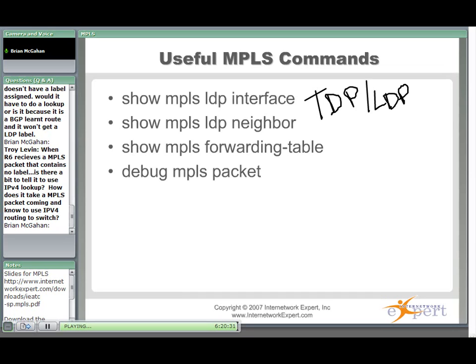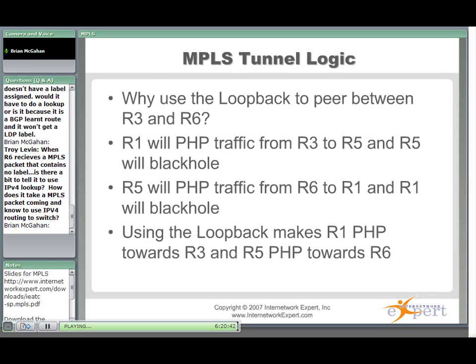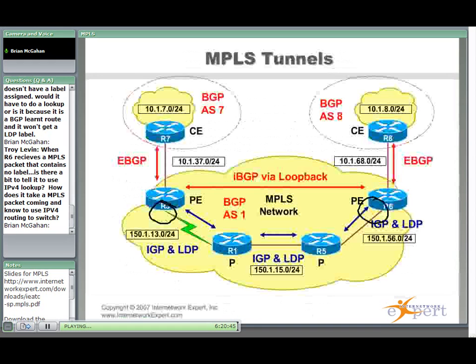So the commands we saw again, the show MPLS LDP interface, that's going to show you what protocol you have on the interface. So do you have TDP or do you have LDP on the interface? Show MPLS LDP neighbor, that should be the first thing you check once you enable MPLS on your local device and the remote device. Make sure that the adjacency is there.